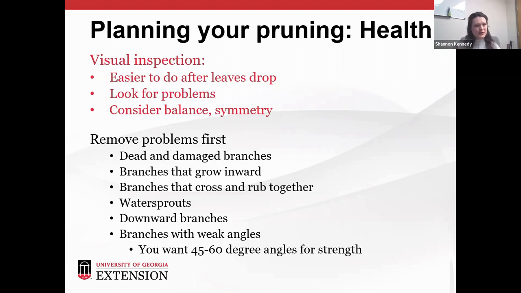Now, when you're considering structure, there's this concept that you want to make sure that the branches are at about 45 degrees to 60 degrees. And that's a really strong angle for the plant. So anything that is at a different angle is going to be weaker, and there's a possibility of failure with that branch. And water sprouts, you want to get rid of water sprouts. They're the branches that shoot straight up off of a lateral branch. They're not structurally sound. They're not good for the plant at all.